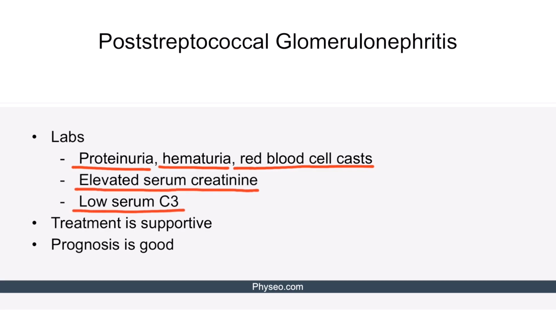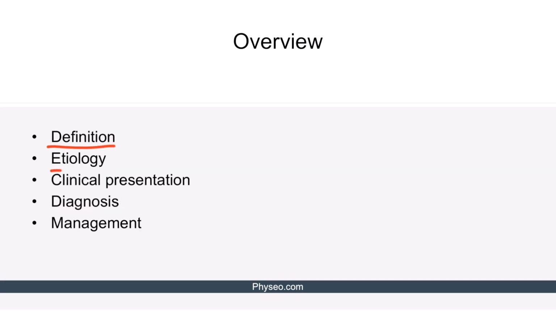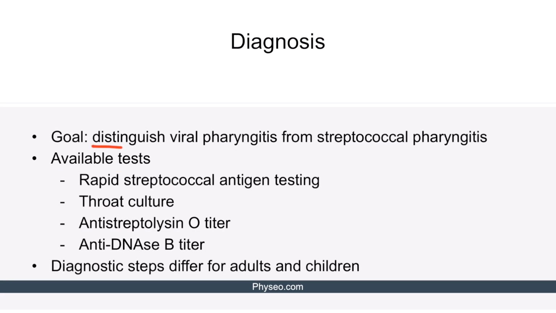The treatment for this condition is supportive, and it has a good prognosis with most patients recovering within a span of a few weeks. Now that we've discussed the definition, etiology, and the clinical presentation of pharyngitis and its complications, let's move on to the diagnosis and management. The first step is to distinguish viral pharyngitis from streptococcal pharyngitis. Several tests are available to assess for the presence of a streptococcal infection.